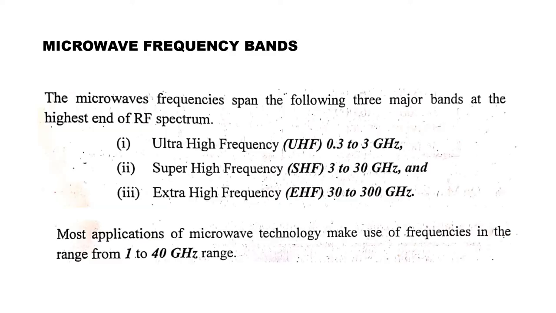Next is microwave frequency bands. We can operate in three major bands. The first one is ultra high frequency, ranging from 0.3 to 3 gigahertz, then super high frequency from 3 to 30 gigahertz. The last one is extra high frequency, from 30 to 300 gigahertz. For most applications we use frequencies ranging from 1 to 40 gigahertz. These are the three main bands which operate in the highest end of the RF spectrum.